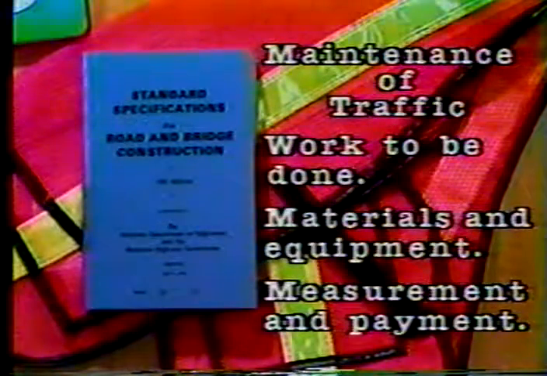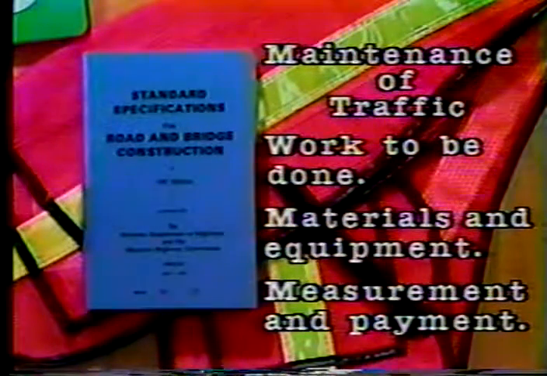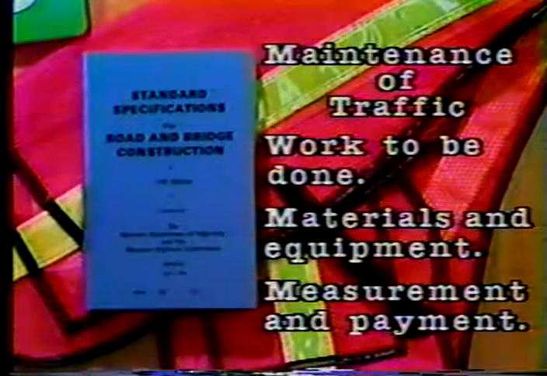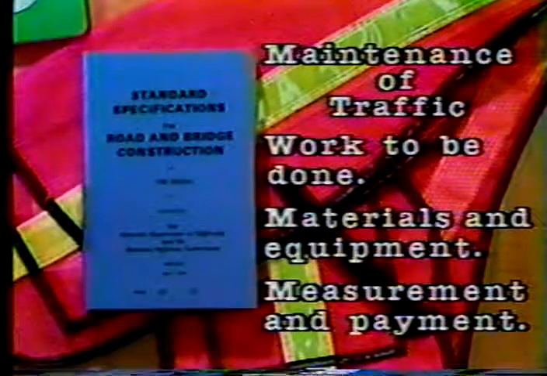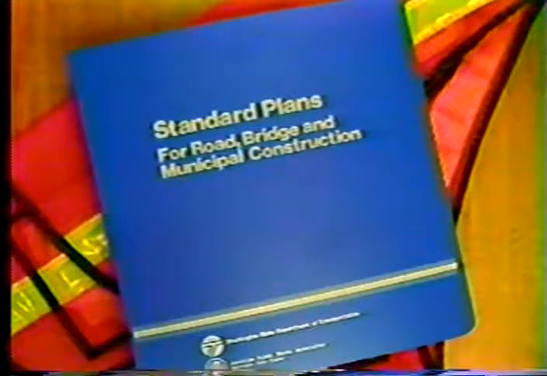Another source of information for work zone traffic control is your agency's standard specifications. Usually listed under maintenance of traffic, the specs describe in general terms the work to be done, the materials and equipment to be used, and how it's all to be measured and paid for. In addition to the specs, you might also need information from your agency's standard plans or standard drawings. These may contain specific design requirements for traffic control devices, as well as show examples of some common work zone operations.